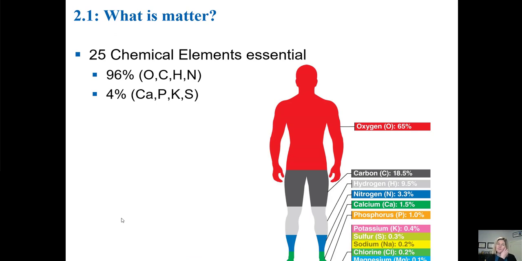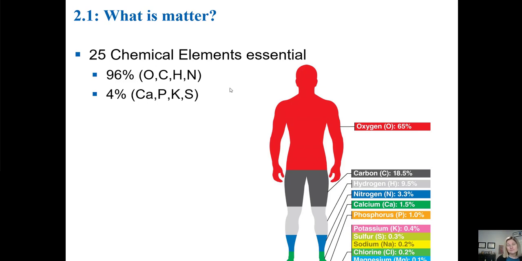Okay. If we broke you down into elements, most of you would be just 4 different elements. 96% of you would be composed of oxygen, carbon, hydrogen, and nitrogen. You can see it broken down in this figure. About 65% is oxygen, carbon's about 19%, hydrogen's about 10%, and so forth. So 96% of our body is made of 4 elements.